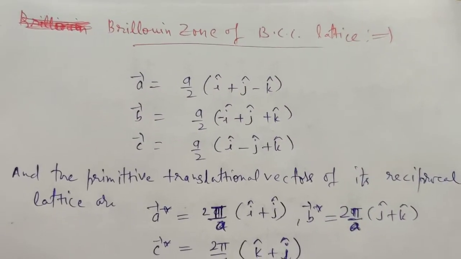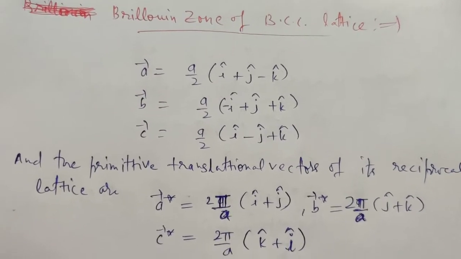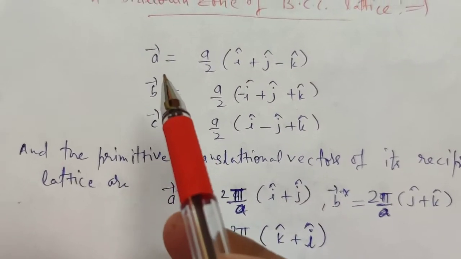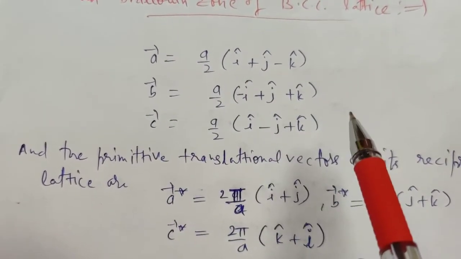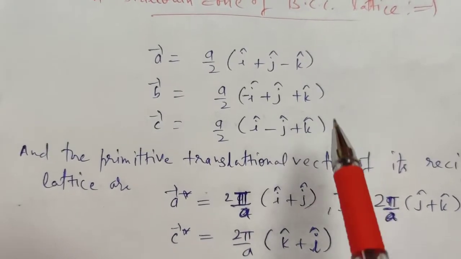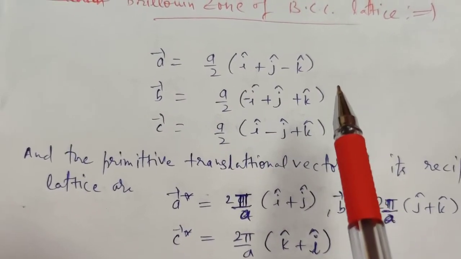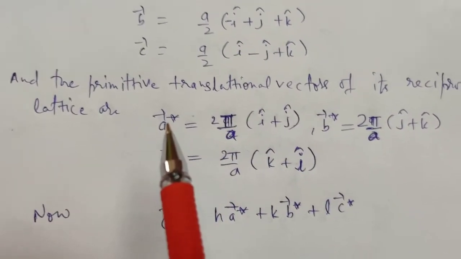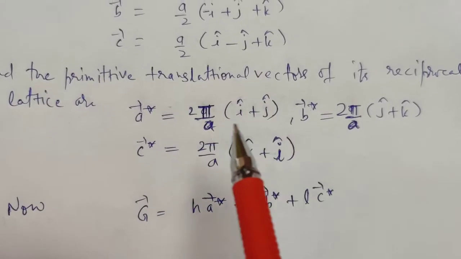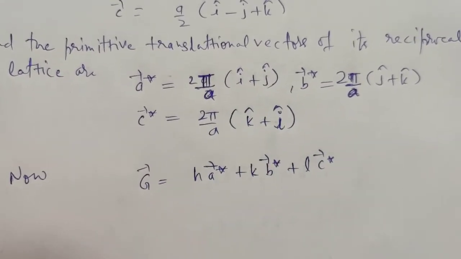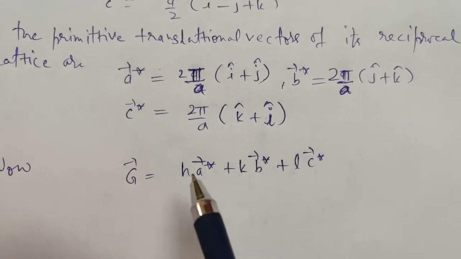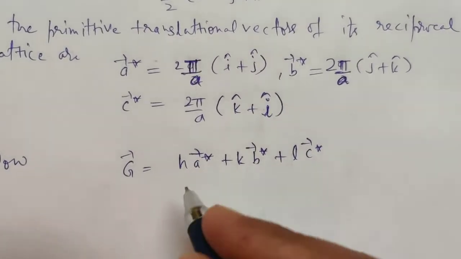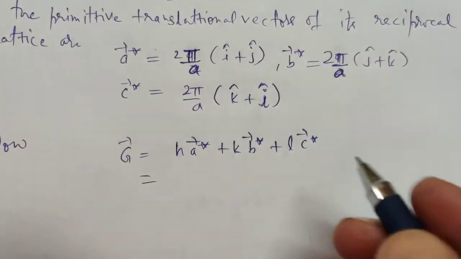So now we will construct the Brillouin zone of BCC lattice. So these are the primitive translation vectors in the direct lattice for the BCC lattice. Since we know that the reciprocal lattice to BCC is FCC, these are your reciprocal translation vectors. So these are your FCC. Now, according to the similar procedure, G is your H A star plus K B star plus L C star. Now we will put the values of A star, B star and C star into this.